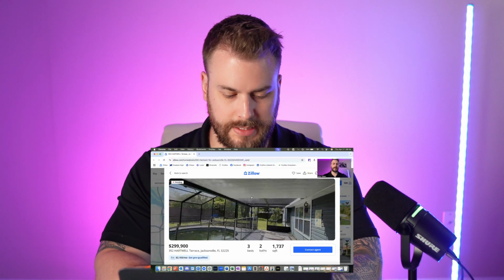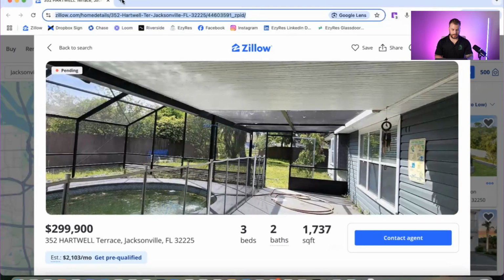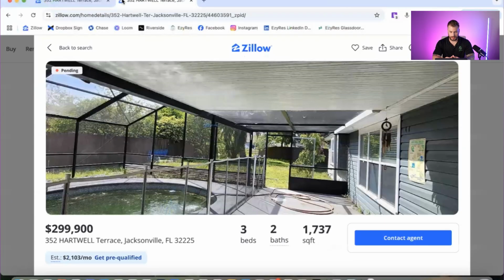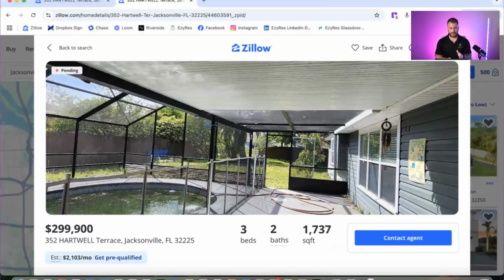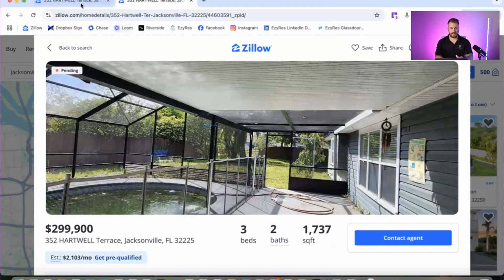All right, so let's say I want to underwrite this deal. First thing I'm going to do is copy this link and open up another tab. Now, you could do two things. If you have multiple screens, then this will be on one screen and the second one will be on the other screen. The next thing I'm going to do is heart the property.